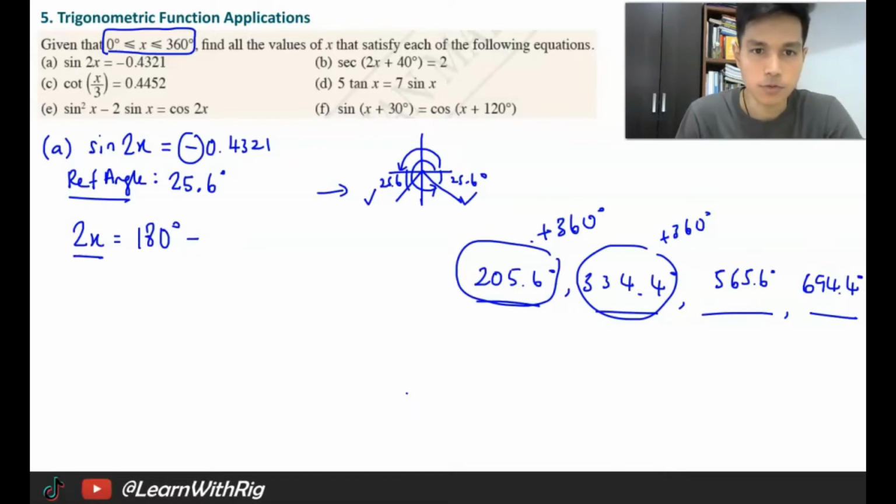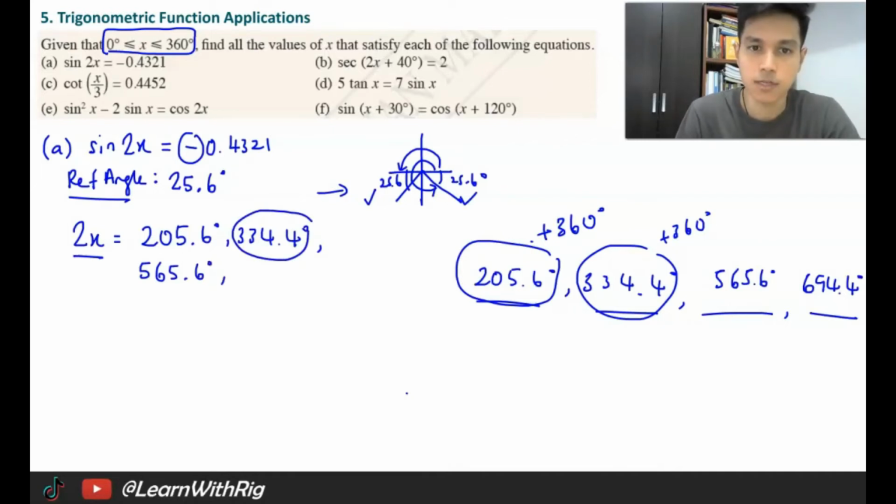Okay, so when you just straight away calculate, you will get 205.6. Then if you want to find the fourth quadrant, you take 360 minus 25.6, so you will get 334.4. Now on top of that, because it is a 2x, you got 2 cycles, so you must take this plus 360. When you plus 360, you get 565.6, and then the fourth quadrant of the second cycle, you take 334.4 plus 360, so you get 694.4.